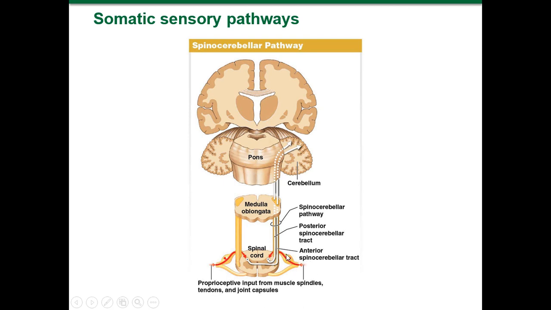But in contrast, the anterior spinocerebellar tract crosses over to the opposite side of the spinal cord. So these are the two comparisons between the posterior spinocerebellar tract and the anterior spinocerebellar tract. One crosses over, but the other does not cross over, to reach the cerebellum.